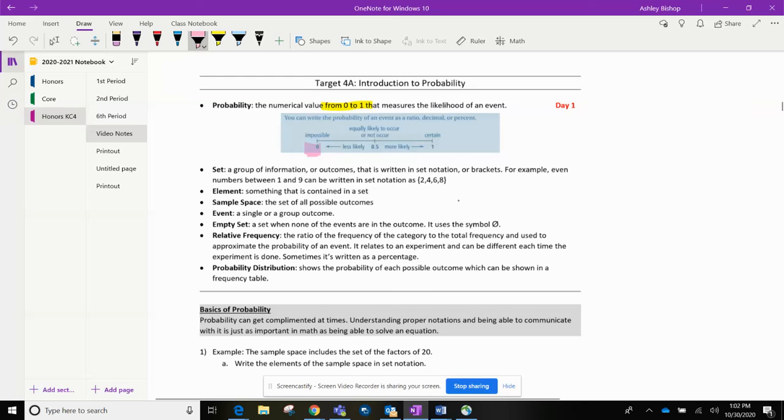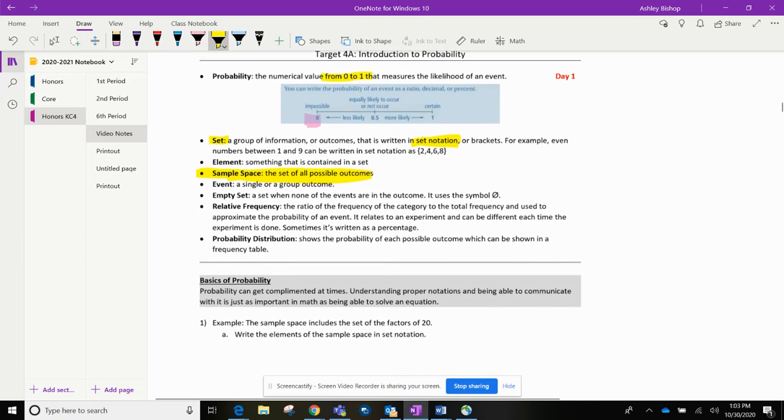All right, so going off of that, we're going to talk about a couple other small vocab words. A set. A set is a group of information or outcomes that is written in set notation. So we want to know what set notation is. And we want to know that a sample space is the set of all possible outcomes.